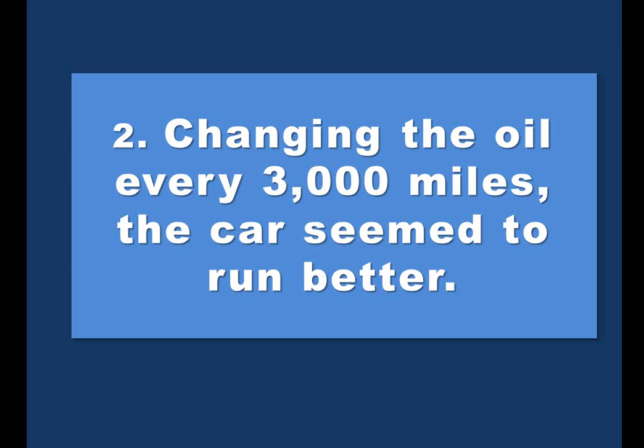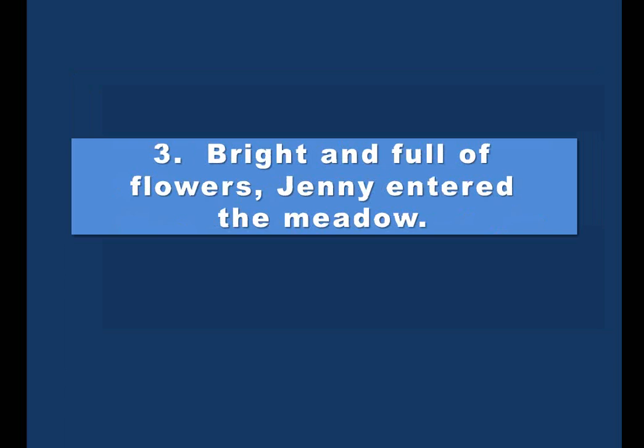The third sentence now. Bright and full of flowers, Jenny entered the meadow. Now, bright and full of flowers. Does it modify Jenny or the meadow? It should modify the meadow and not Jenny. Can you identify which modifier error it is? It is not a dangling modifier here. It is a misplaced modifier error. Let us see how to correct it. Jenny entered the meadow. That was bright and full of flowers. Or another way of correcting the same sentence can be, Jenny entered the bright and full of flowers meadow.